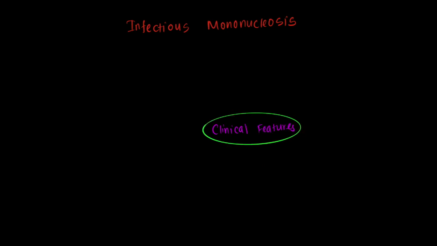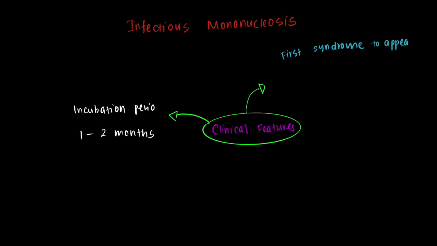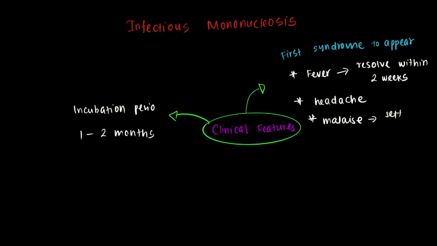First, the incubation period is between 1 to 2 months. We will divide the symptoms that appear into early syndrome and late syndrome. The first symptoms to appear are fever, headache, and malaise. The fever normally resolves within 2 weeks, while the malaise settles over a few weeks.